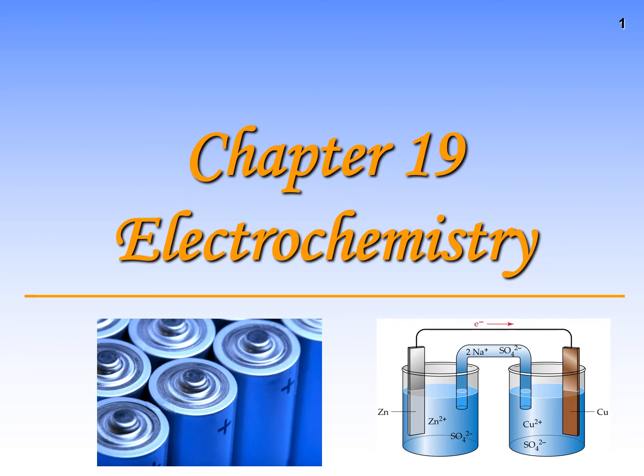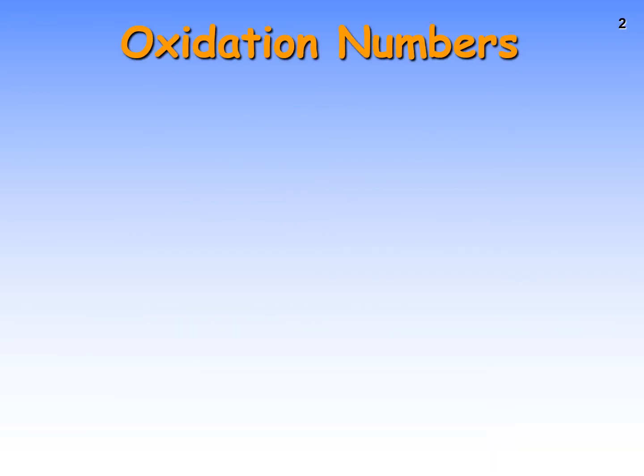Chapter 19 is going to be about electrochemistry, which is really the chemistry of batteries and how electricity works in a chemical reaction, how we can use chemical reactions to give us electrical power. It's kind of neat. First, we're going to do a couple review slides. Most of this lecture is going to be a review.